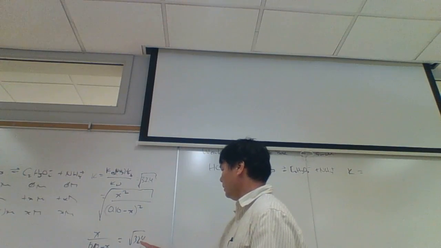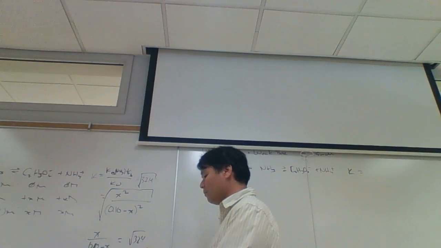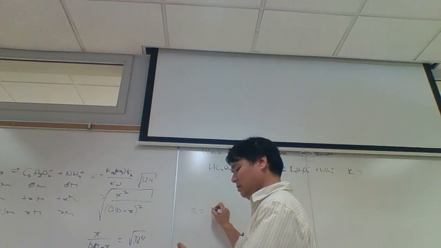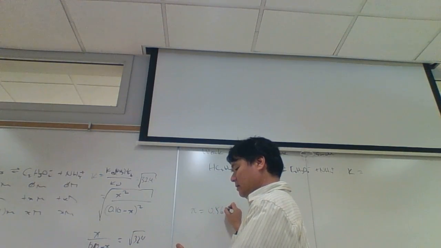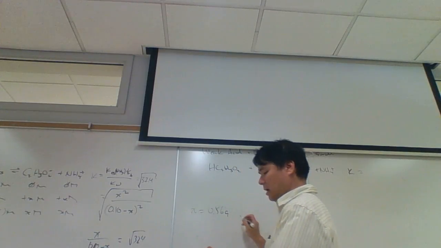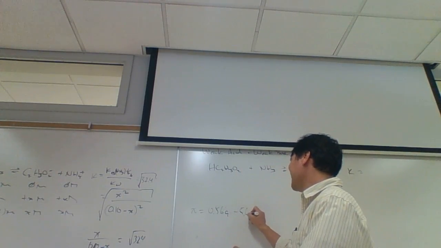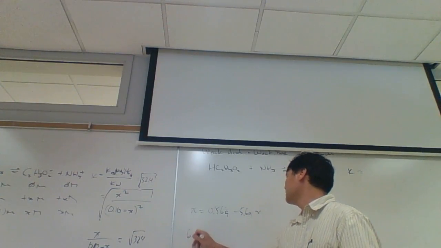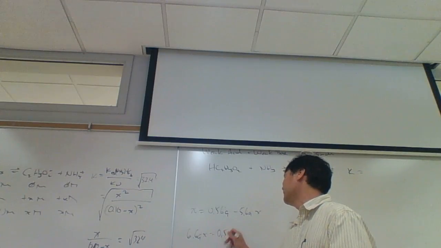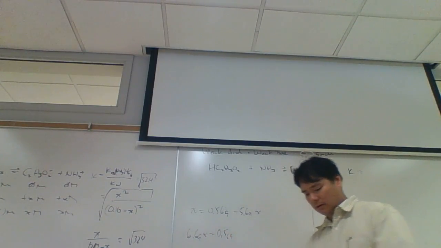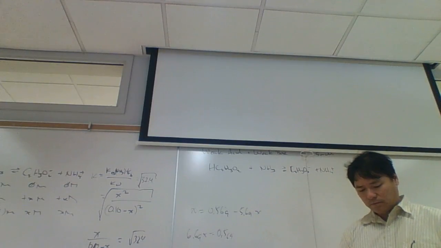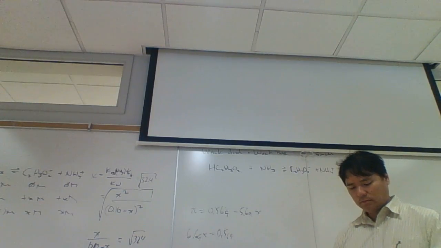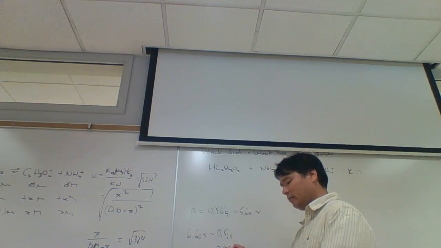5.69, and then times it by 0.1. So I'm going to get x is equal to 0.569. Okay. Minus 5.69x, then add that to both sides. So I'll get 6.69x is equal to 0.569, and x is equal to 0.0850.